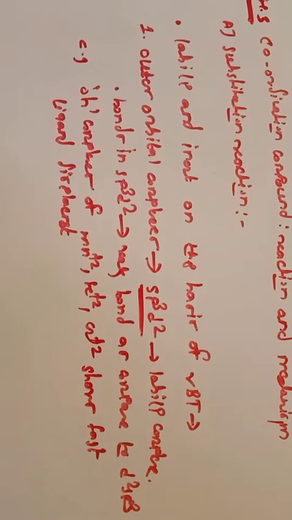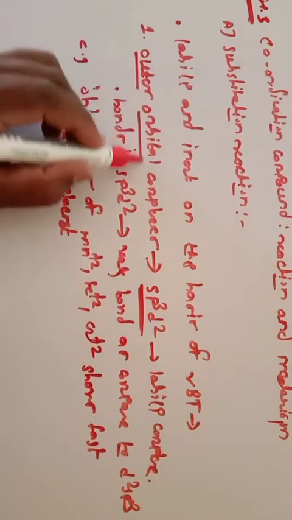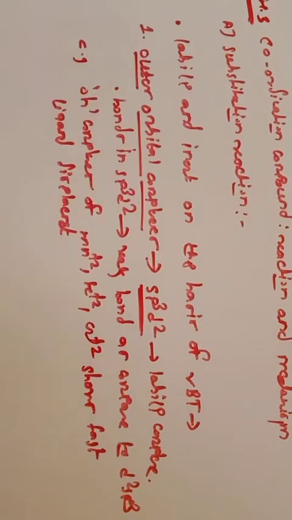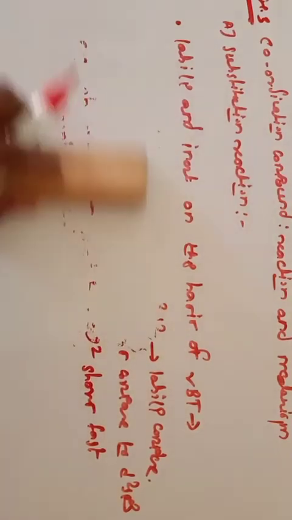Let us discuss the outer orbital complex. We already discussed outer orbital complexes, those having sp3d2 hybridization, which are considered labile because the bonds are very weak bonds. So let us discuss the second, that is inner orbital complex.